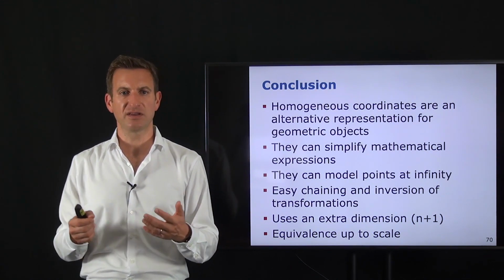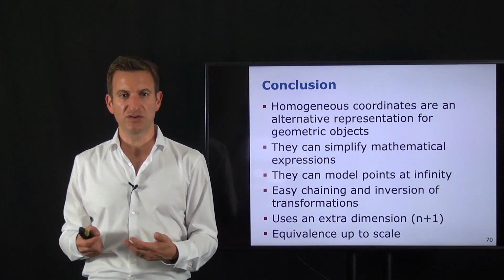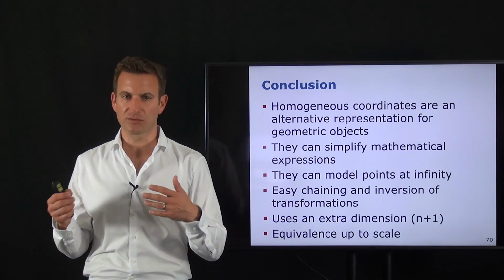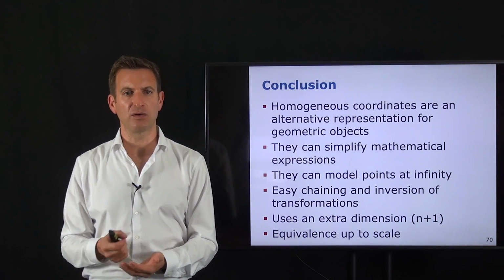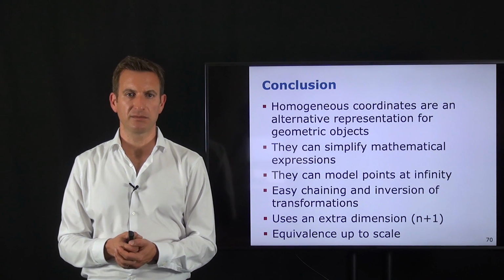And the key thing is, as a result of this, all the homogeneous elements are only defined up to scale. This holds for vectors representing points and lines, but also for homogeneous matrices. They're only defined up to a scaling factor.